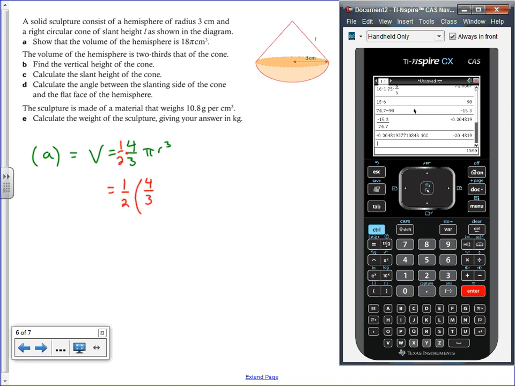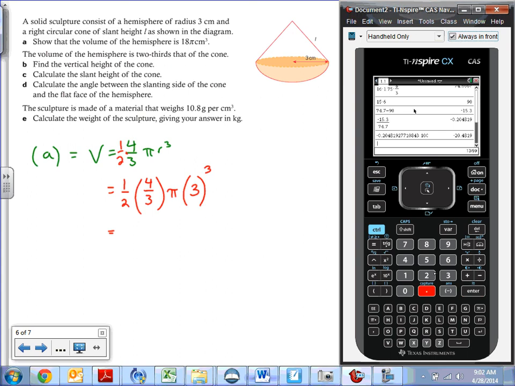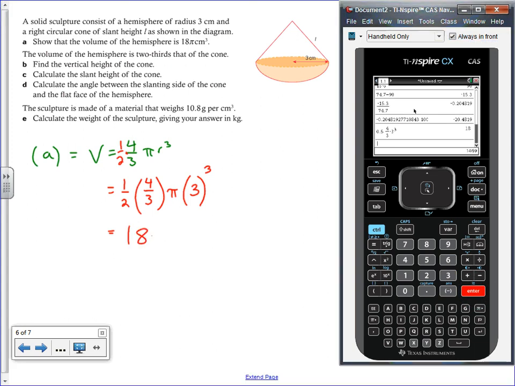Notice I am ignoring the 18 pi that they said the answer is going to be. When it's a show that question, I ignore the answer they give me. I try to find it on my own, to show that by doing the working, I obtain the answer that they are also obtaining. Okay, so we want to say 1/2 times 4/3 multiplied by pi. We'll leave the pi out of it because the answer was given in terms of pi anyway. So times 3 to the 3rd power, which comes out to 18. So this does equal 18 pi. Units are centimeters cubed. So there's the volume of the hemisphere.